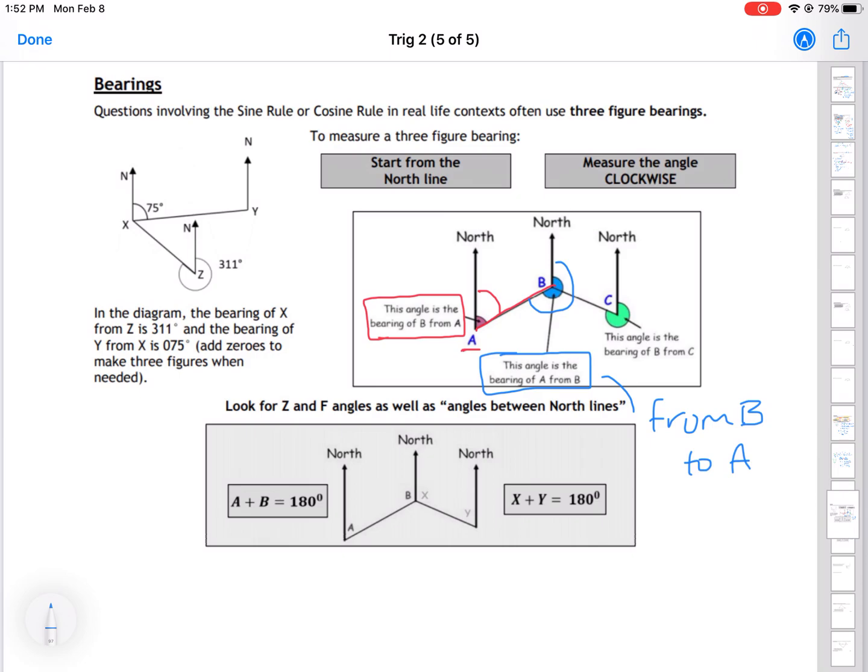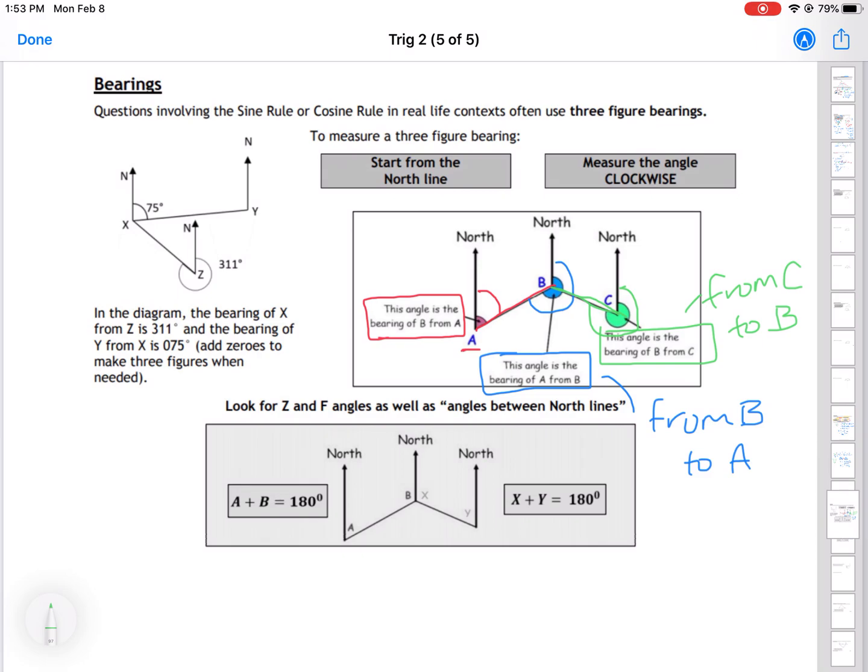And then the last one, the green one, we have got from C, so from point C to B, so that's along this line here, going back the way. We start at the north line and we go round till we get to that line. Okay, so the definitions of these are going to be quite important, as well as how they appear on diagrams.